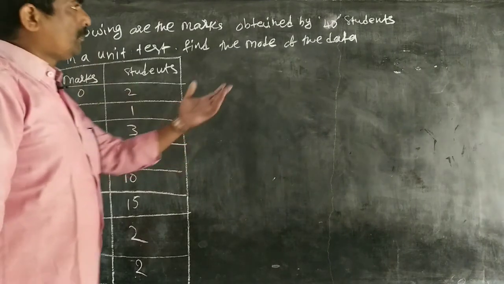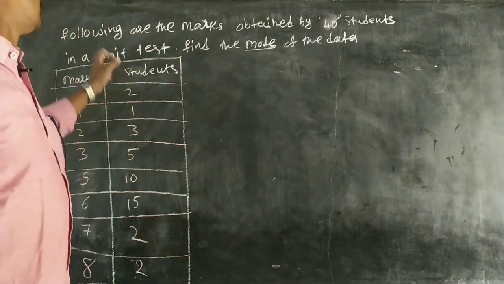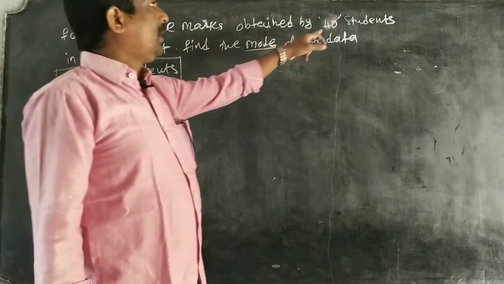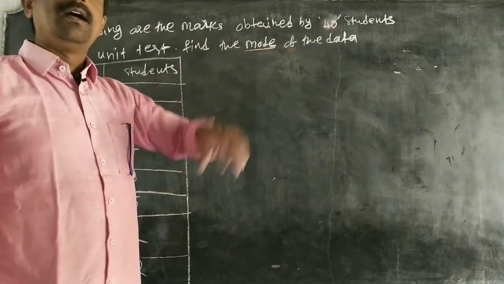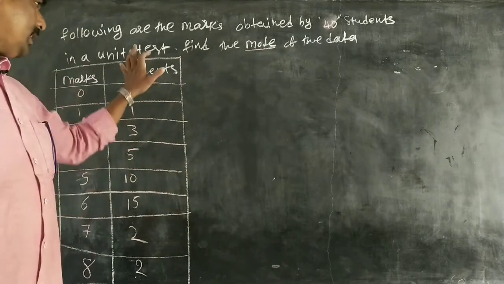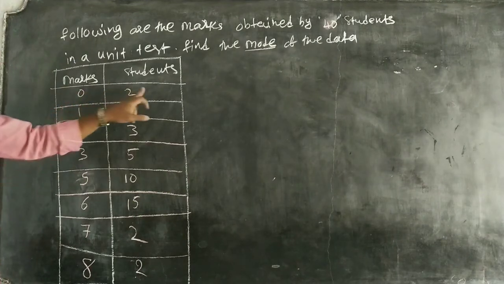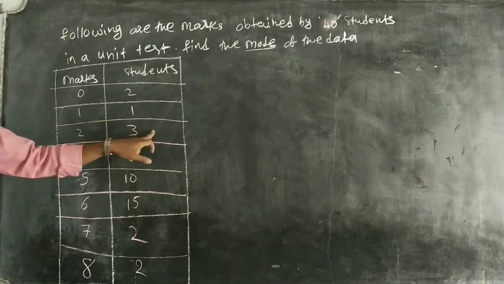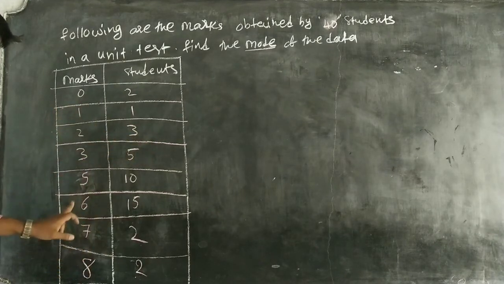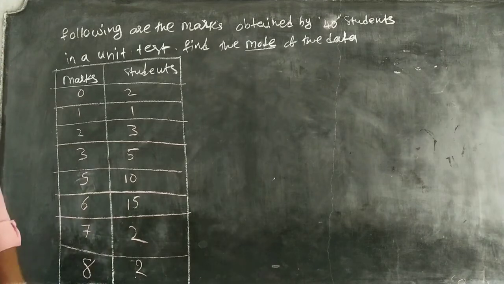Okay? Next, again a problem on mode. It is given as a table. Following are the marks obtained by 40 students in a unit test. Find the mode of the data. Observe, one data is given. 0 marks, 2 members; 1 mark, 1 member only; 2 marks, 3 members. Up to 6 marks, 15 members; 7, 2 members; 8 also 2 members. We have to find the mode of the test data.